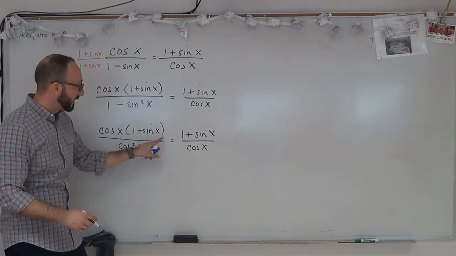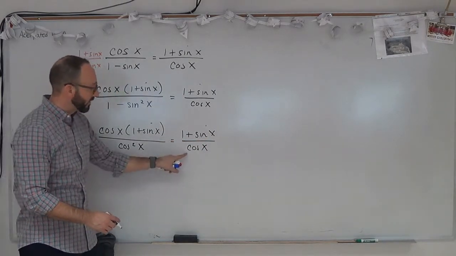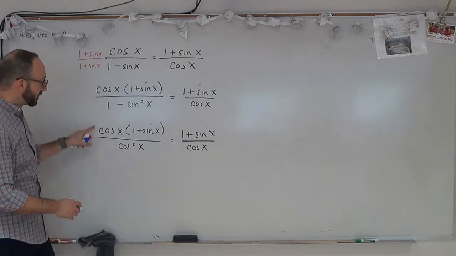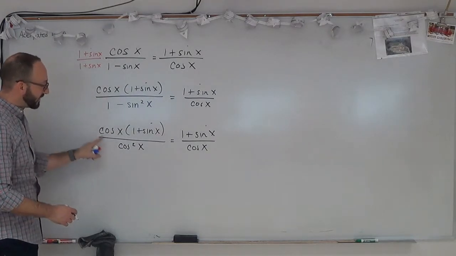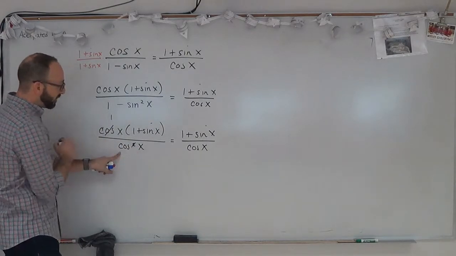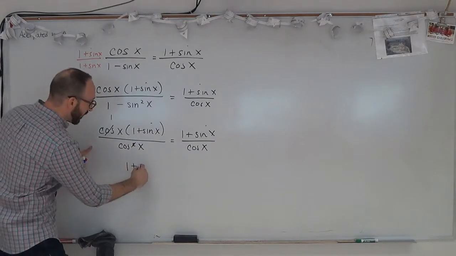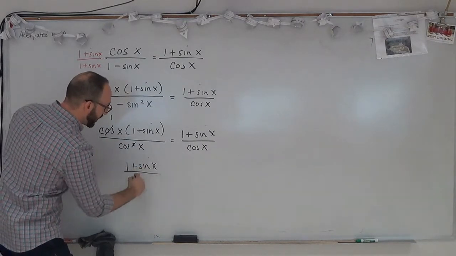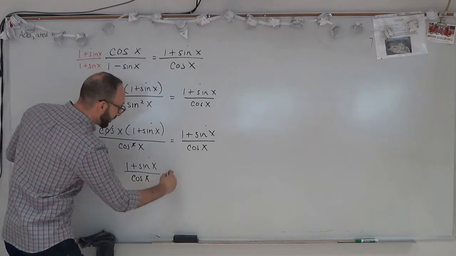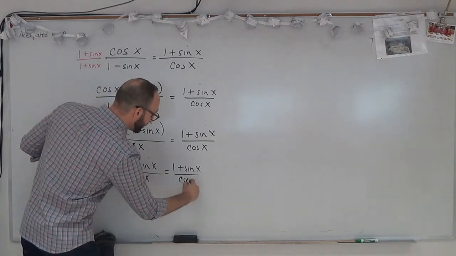We have a 1 plus sine x here, and we have a 1 plus sine x here. We have a cosine squared x in the denominator and a cosine x in the denominator. So here we can divide out a common factor. This would become 1, and this would now be just cosine x, not cosine squared x. So if we rewrite this, we get 1 plus sine x over cosine x, and that's equivalent to 1 plus sine x over cosine x.